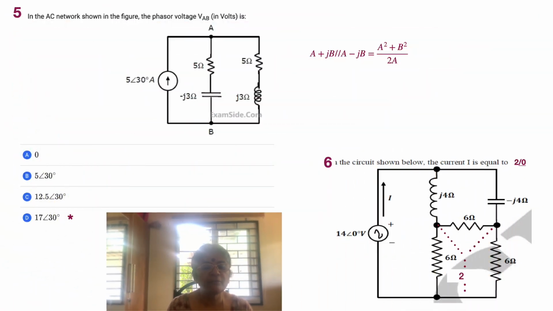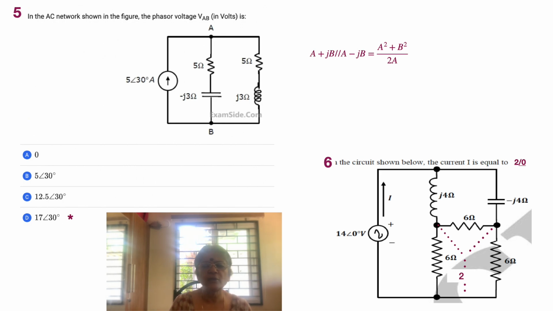Moving on to another indicative problem, the fifth one, where we have a current source 5 angle 30, that is RMS value 5 and an angle of lead equal to 30 degrees. This current now has an opportunity to flow through two impedances. Both are intimately connected, because one is 5 minus j3, the other is 5 plus j3. If we have A plus jB and A minus jB in parallel, let's learn forever what the result is going to be.